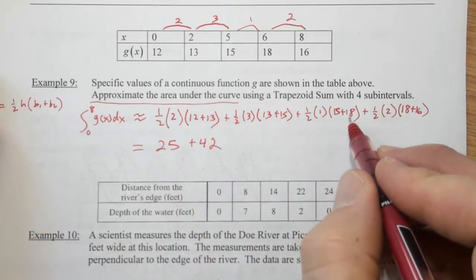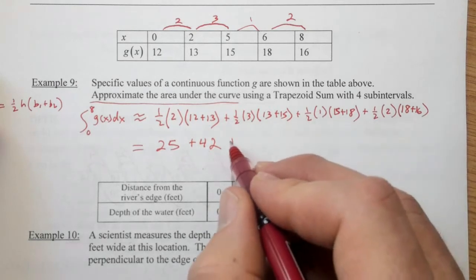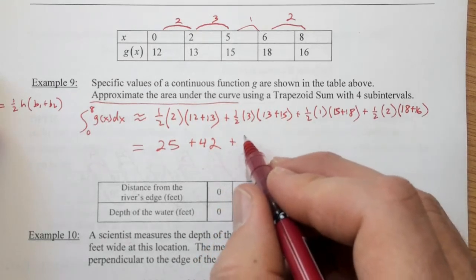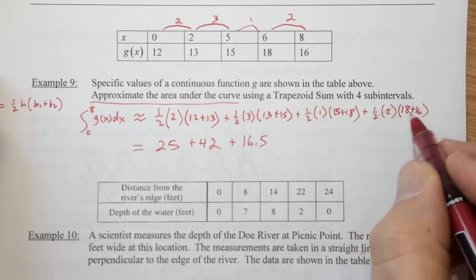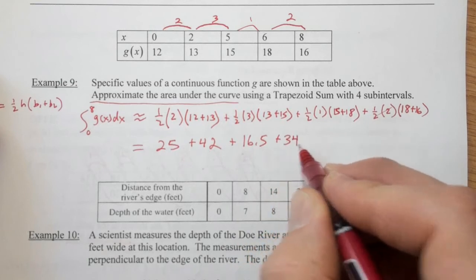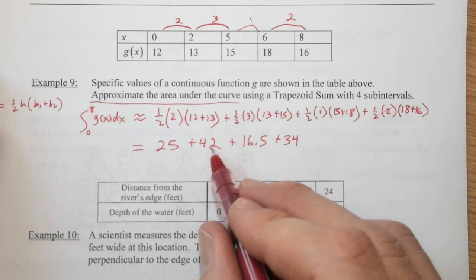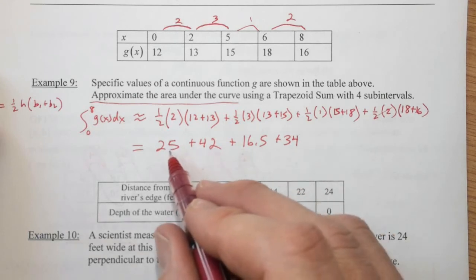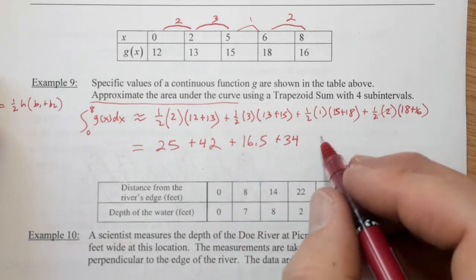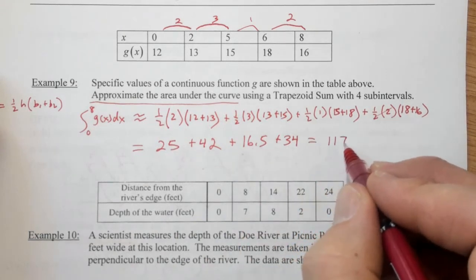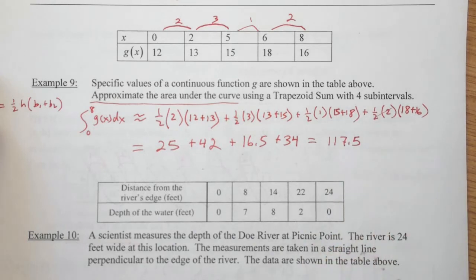All right, and then 15 plus 18 is 33. Times 1 is 33. Half of that. So we're looking at half of 33, which is 16.5. And then the half and 2, they wipe each other out. So we have 34 right there, 18 plus 16. And we can put these together. 34 and 25 is 67. Plus 34 puts us at 101, plus another 16.5. So we're looking at 117.5 as our answer for example 9.